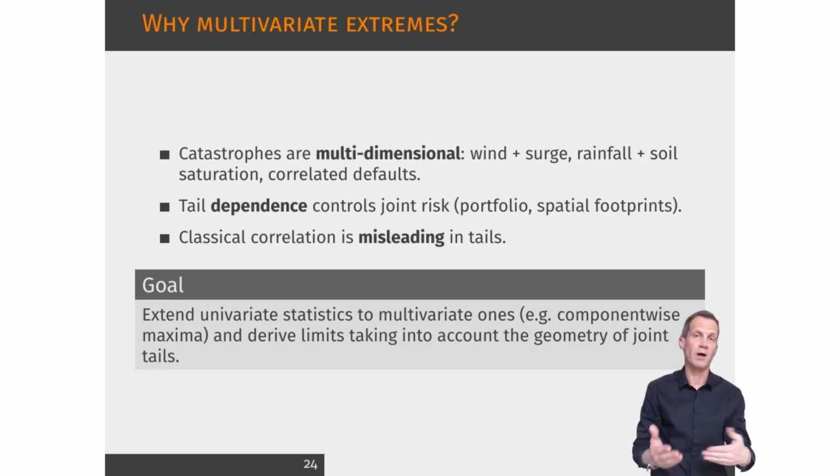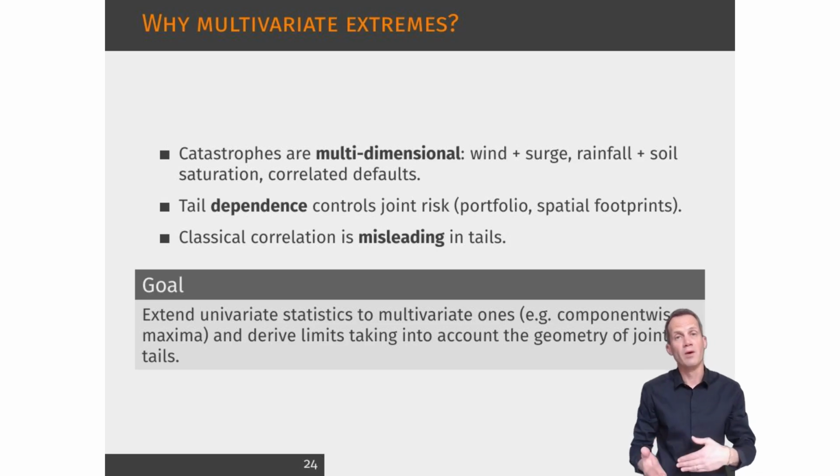A storm may combine wind and storm surge, floods may combine rainfall and soil saturation, and financial crises may involve correlated defaults. Second, tail dependence is crucial for joint risk in a portfolio or in a spatial risk map. The key question is not only whether one component is extreme, but whether several components become extreme together. Third, classical correlation can be misleading in the tail because it describes average co-movement, not necessarily joint extreme behavior.